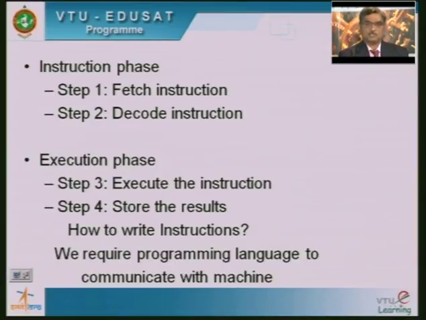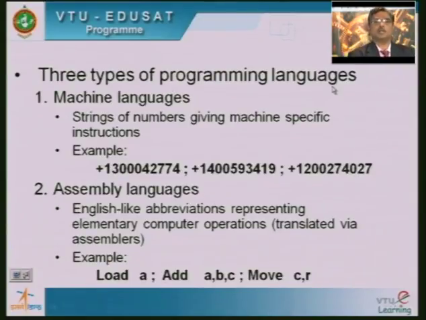So now the question is how to write that instruction. That is what you learn in this subject. We require a programming language to communicate with a machine. There are varieties of programming languages. What the machine can directly understand is called machine language, where we write machine specific instructions. These instructions are written in a machine readable form. It is difficult for users to write instructions in machine readable form.